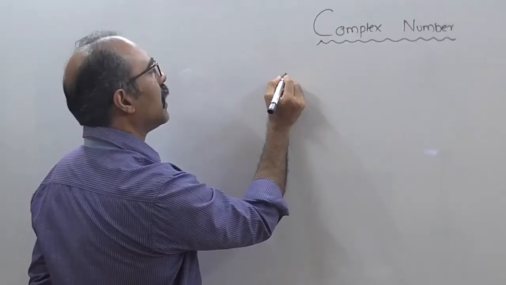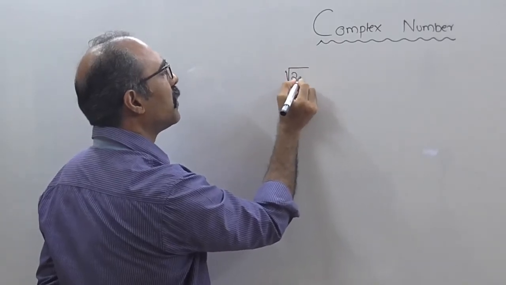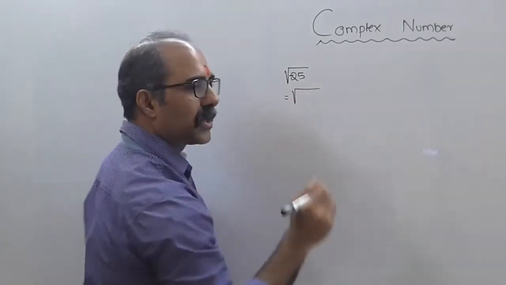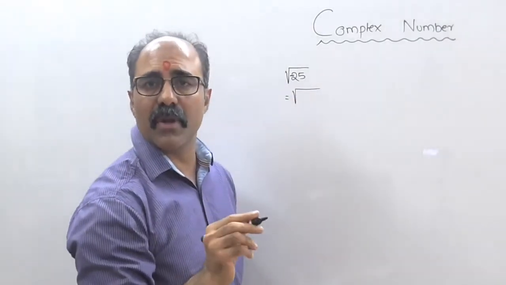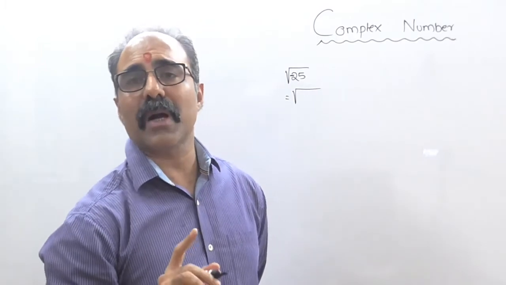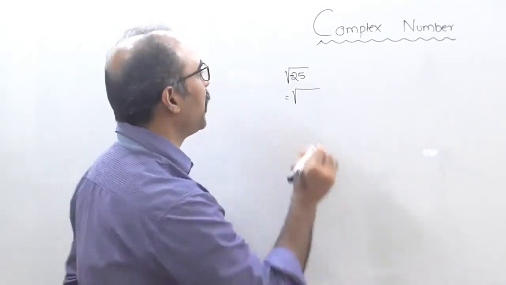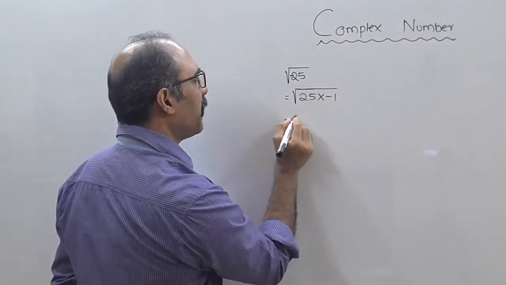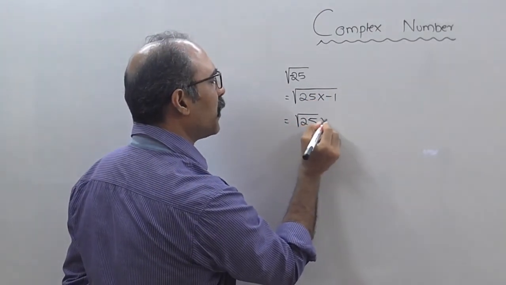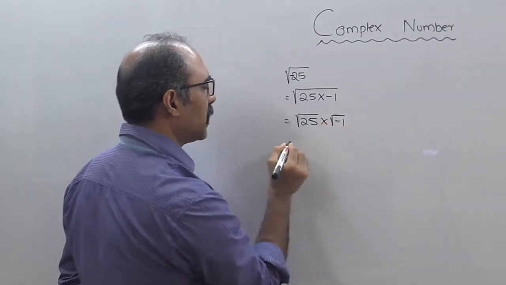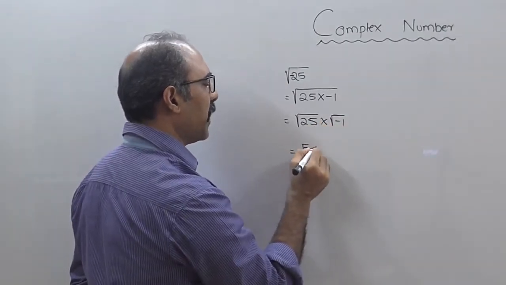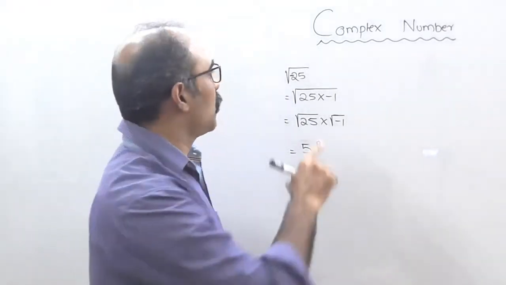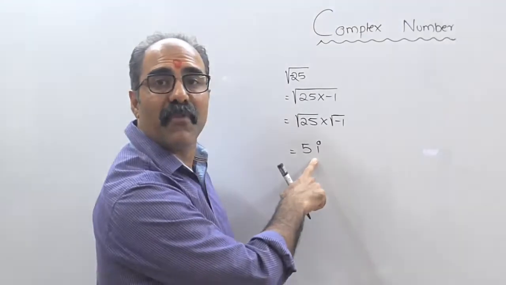Got it? Now suppose I ask you what is root of minus 25. Root of minus 25, you should not say that root of a negative number will not exist. It will not exist, that is correct. But you have to convert it in terms of an imaginary number. Meaning, you have to write this as 25 into minus 1, which we can write as root of 25 into root of minus 1. Root of 25 is 5 and root of minus 1, I explained sometime back, has to be taken as i. So root of minus 25 will become 5i.